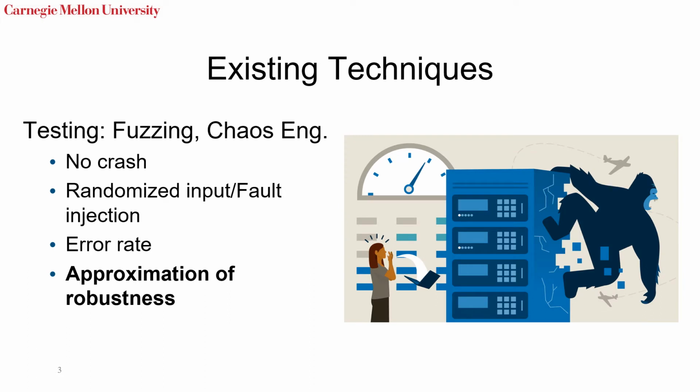For example, fuzzing testing and chaos engineering can be used to approximate the robustness of a system. Often they use the system not crashing as a standard of correctness. Then they use randomized inputs or fault injection to try to make a system crash. Finally, they use error rate to measure the robustness. However, error rate is not a direct metric of robustness, and more importantly, it is not applicable to the design phase.